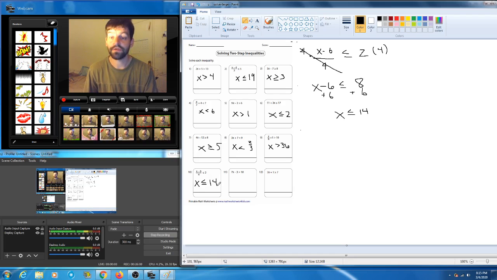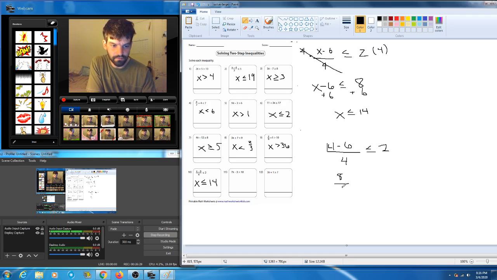Now, here's something you can do with these ones. For ones that are equal to, go ahead and plug that value in directly. So if I plug in 14 minus 6 over 4 is less than or equal to 2 into my original inequality, 14 minus 6 is 8. 8 over 4 is less than or equal to 2. And 8 divided by 4 is 2, and 2 is less than or equal to 2, and that works.